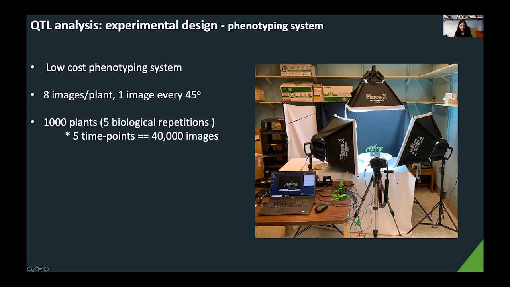We do at Purdue have an excellent phenotyping facility, but at this time they were just starting up and they really weren't too thrilled about us putting a pathogen into their facility. So we decided to go this route.